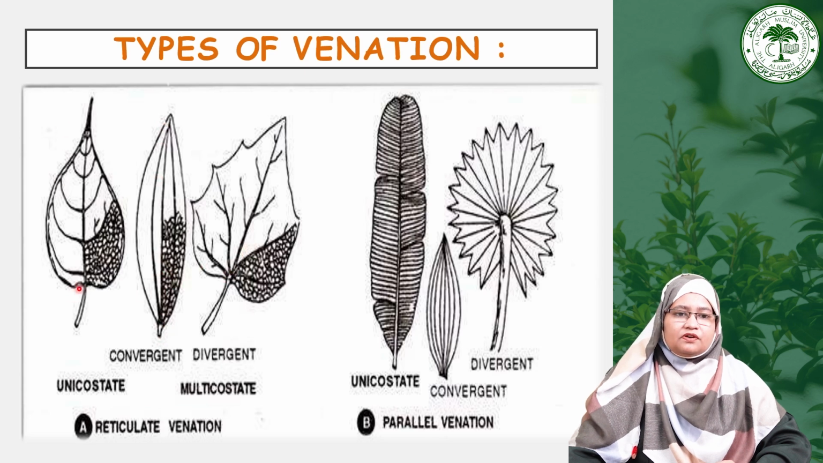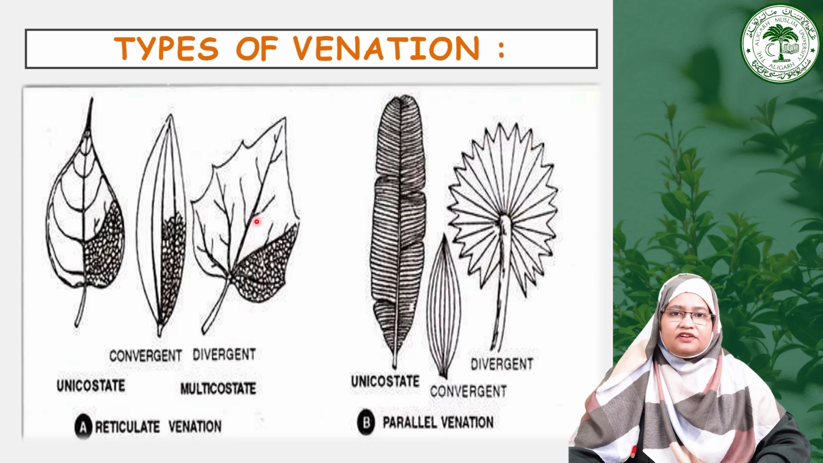So, this is unicostate, where only one midvein arises. Here you can see many veins arise from this point, and these all unite at the end. But in the divergent type, although many veins arise from this point, they are not united at the end. So, this is unicostate and this one is multicostate. In parallel venation, there is also unicostate and multicostate. As you can see here, in the unicostate the veins are running parallel. In the convergent, many veins arise and are arranged parallelly, and in the divergent there is no union of these veins.